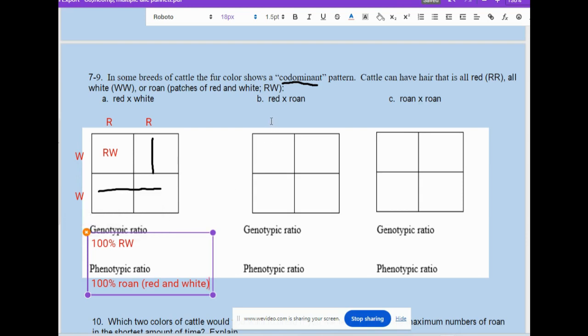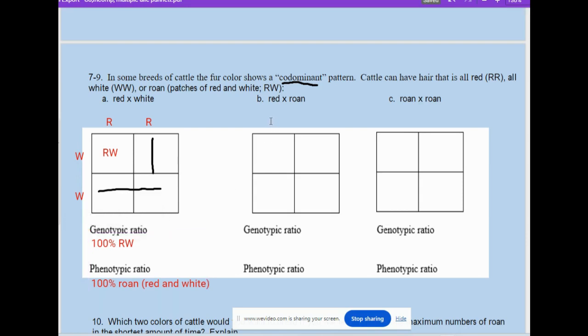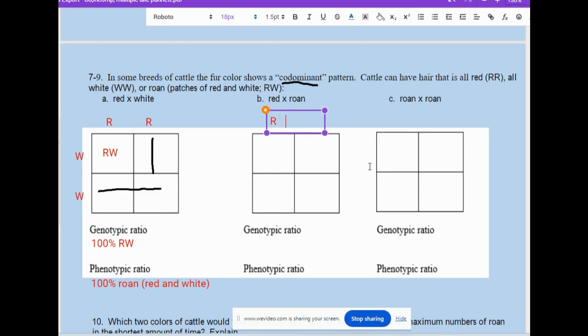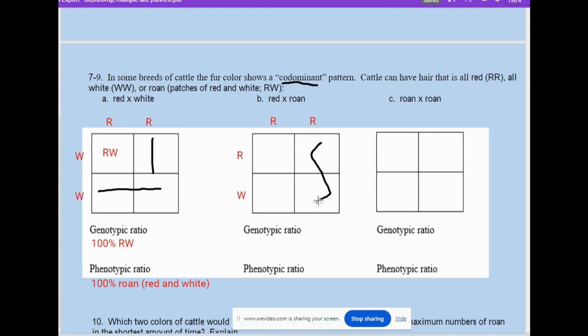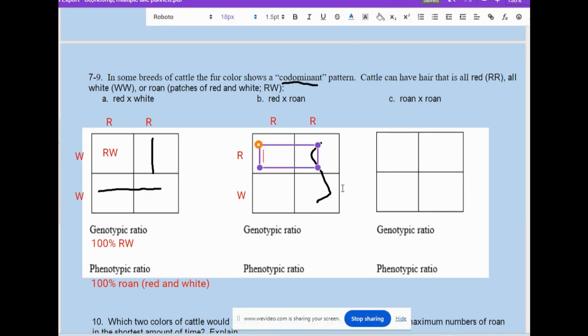I'll do this middle one right here. Red versus roan. A red cow's going to have 2 red alleles. Boom. These are so easy once you get the hang of them. A roan cow's red and white, so he's going to have a red allele and a white allele. Since these are both R's, I'm going to cross out this one because we don't need to do it twice. Because guess what? 1/2 is the same as 2/4. It's both 50%. This one's going to be R from the top, R from the left. R from the top, W from the left.